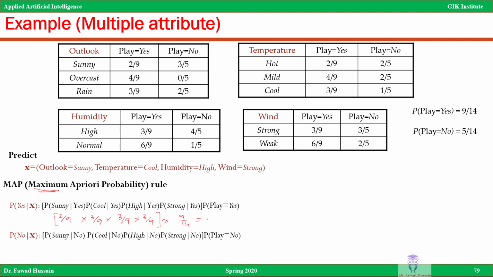So this is going to give me 0.0053. And now we are going to assume that it's a no and then recalculate these probabilities.